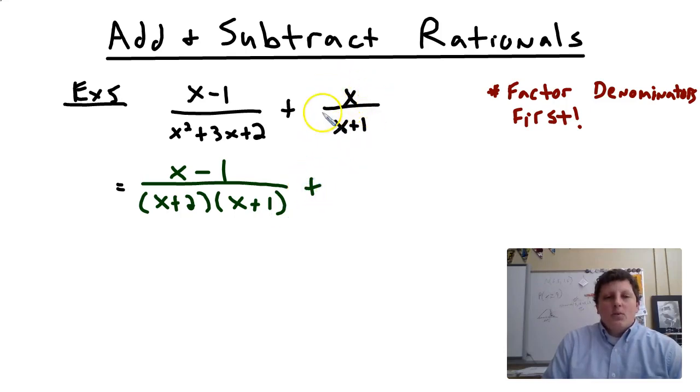My right rational is already factored in the denominator. X plus 1 is as small as it's going to be. I'll put that in parentheses. And here is where we need to get like denominators.